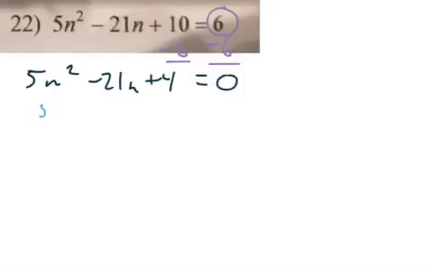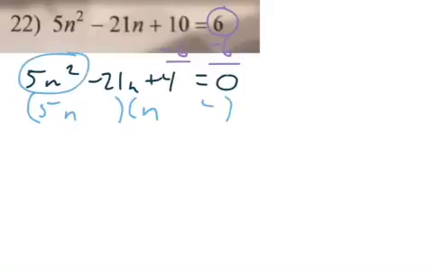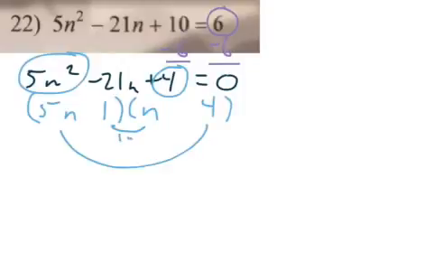I'll use light blue here. And hopefully you agree 5n times n is 5n squared. 4 times 1 is 4. And notice, if you look at our inner and outer loops here, 1n and over here 20n, I can make minus 21n by making these both negative, right? And so, knowing that that equals 0, I can solve this one like the previous problem.